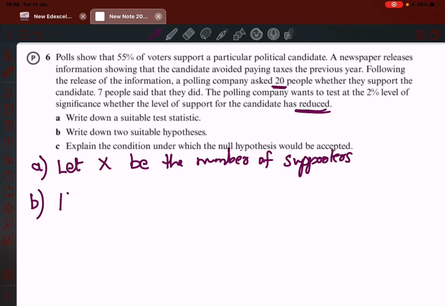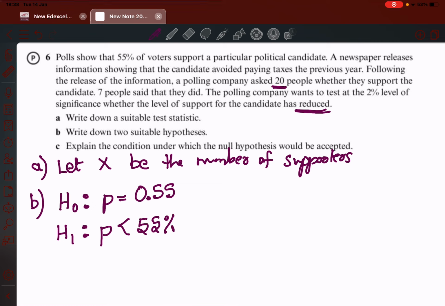Our original claim is H0, the candidate has 55% of the support, meaning the chance of picking a supporter is 0.55. But the alternate claim in light of the new evidence is that this percentage, or the popularity, has reduced. So we are claiming that it is no longer 55. It could be anything less than 55%. So as a decimal, we can say that P is less than 0.55.